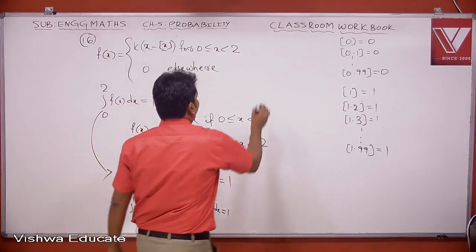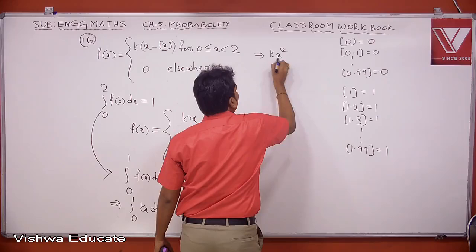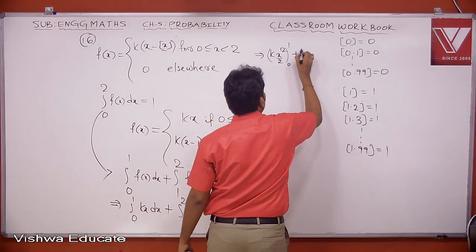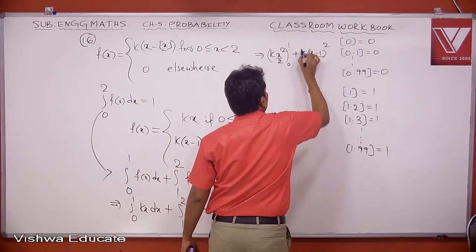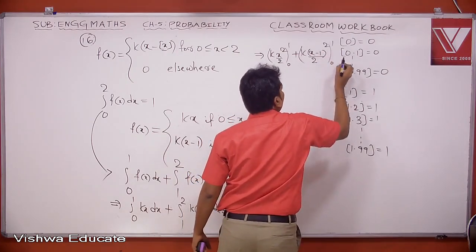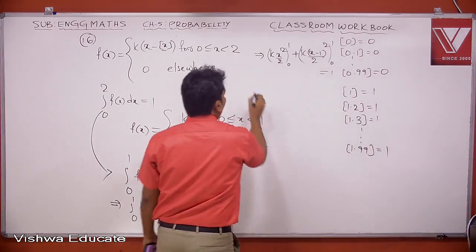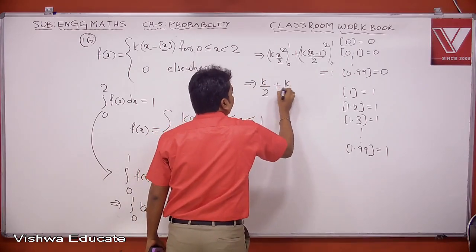Now let us simplify this integral. So the first integral is k into x square by 2. Limits are from 0 to 1. The second one is k into x minus 1 whole square by 2. Limits are from 0 to 1. So this result must be equal to 1. So therefore this implies k by 2. Here this is k by 2.